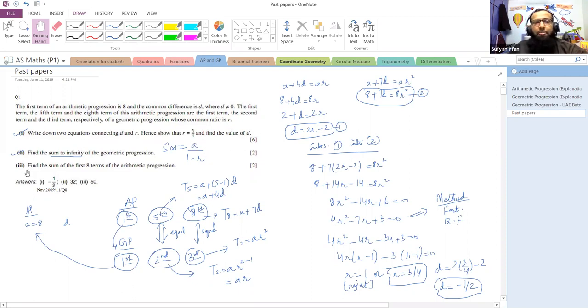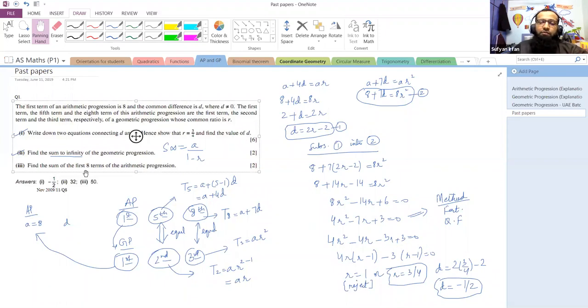Then third, find the sum of the first 8 terms of the arithmetic progression. You are already clear with the arithmetic sum formula. You can use N upon 2, 2A plus N minus 1 D, substituting A, N and D, and instead of N you'll be substituting 8, while A and D you already have. Just substitute to get the answer. Part 2 and part 3 are free. So if someone has secured the first six marks, then securing the last 4 marks was very simple, right?